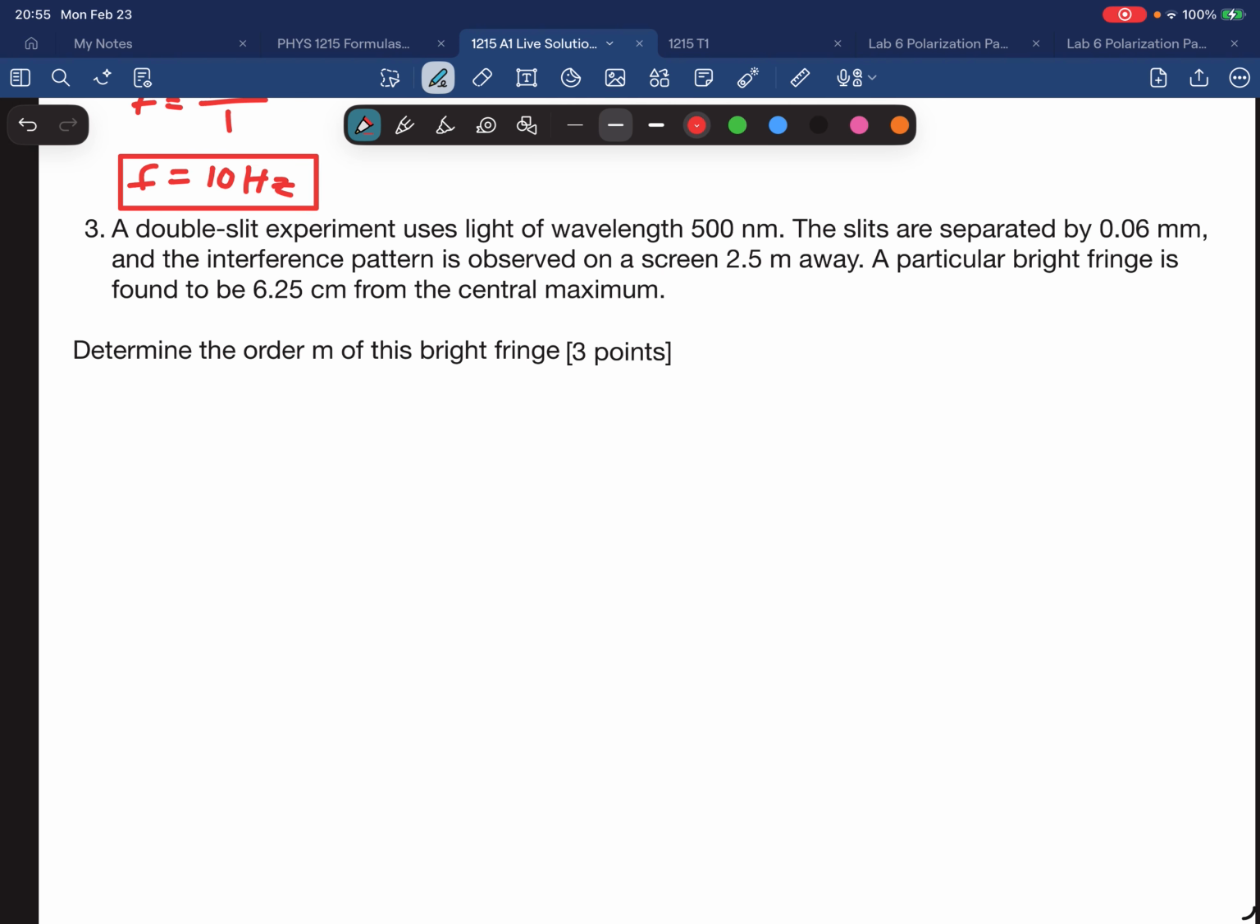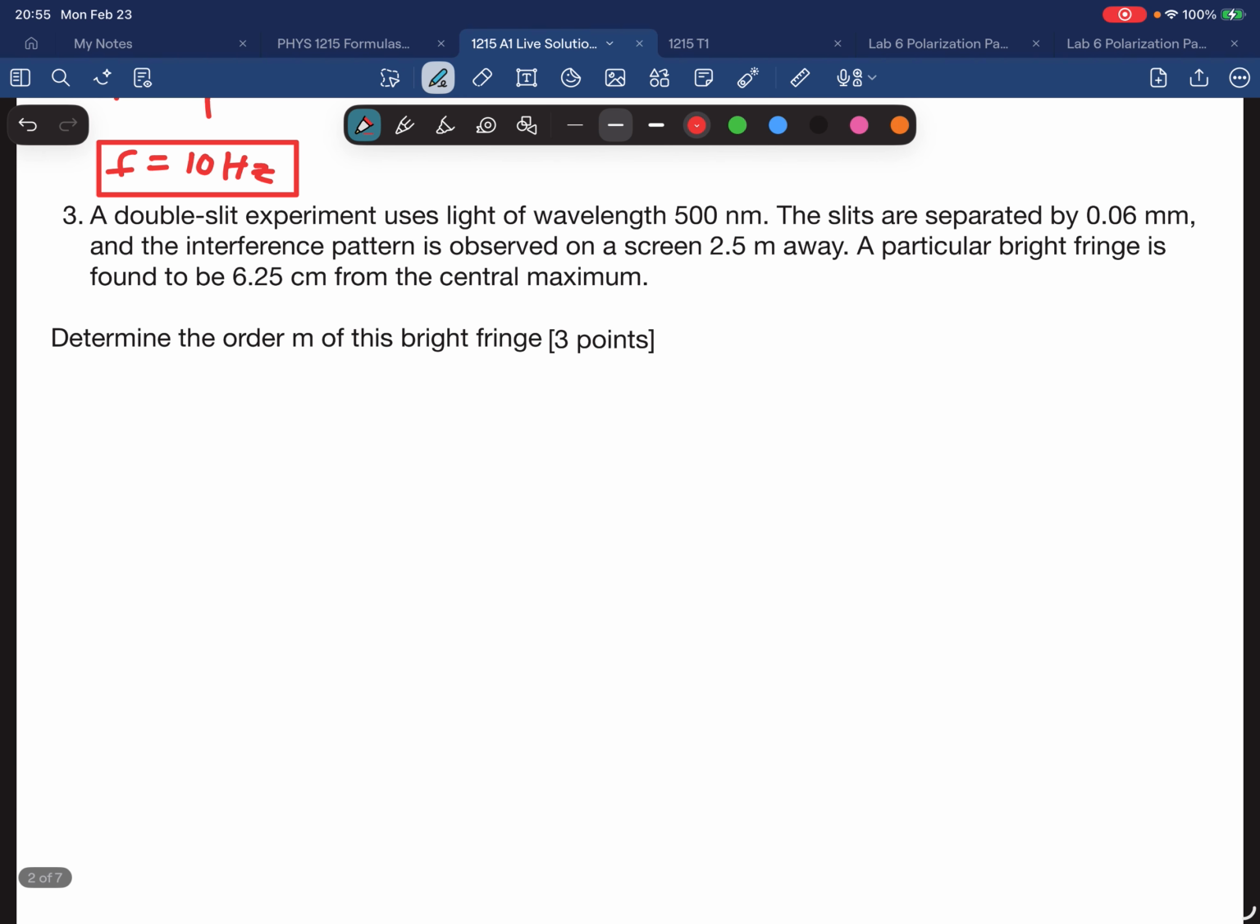Number 3. A double slit experiment uses light of wavelength 500 nanometers. The slits are separated by 0.06 millimeters, and the interference pattern is observed on a screen 2.5 meters away. A particular bright fringe is found to be 6.25 centimeters from the central maximum. Determine the order M of this bright fringe.